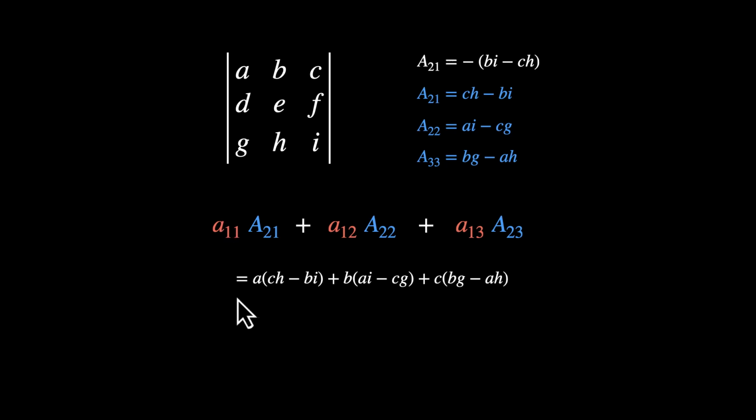a11 is a, so that's a times ch minus bi plus b times ai minus cg plus c times bg minus ah. Let's expand this. We have ach minus abi plus bai, that's also abi. abi and minus abi are cancelling each other. Let's see, minus bcg plus bcg and minus ach. So we have 6 terms. abi minus abi cancel each other. ach and minus ach also cancel each other. And bcg and minus bcg, they also cancel each other. So all in all, we get 0. All of these terms cancel each other out, which means that faulty wiring is in fact giving us a determinant equal to 0.